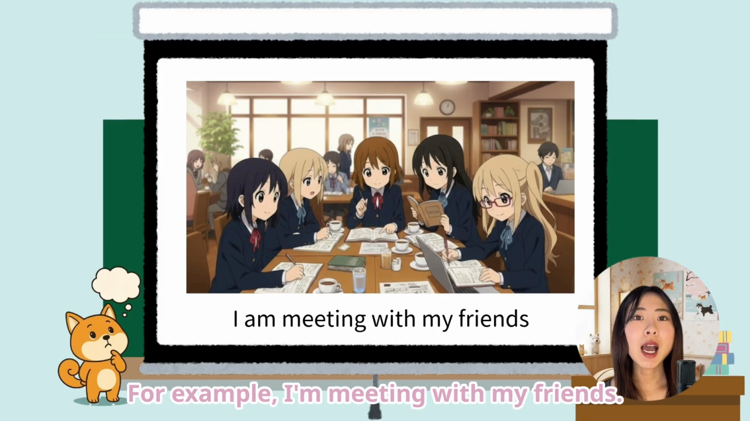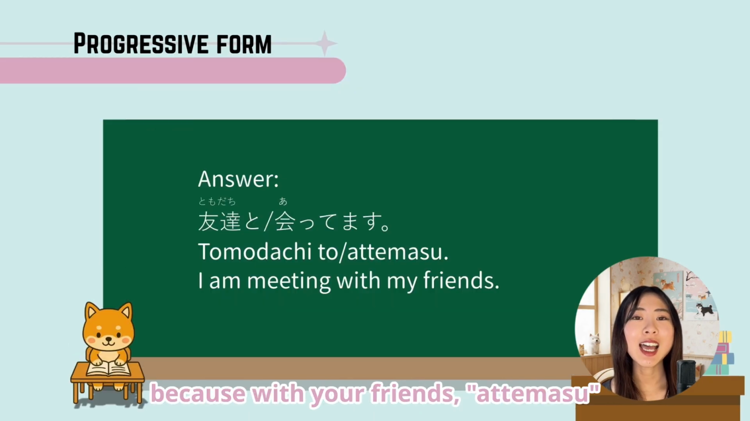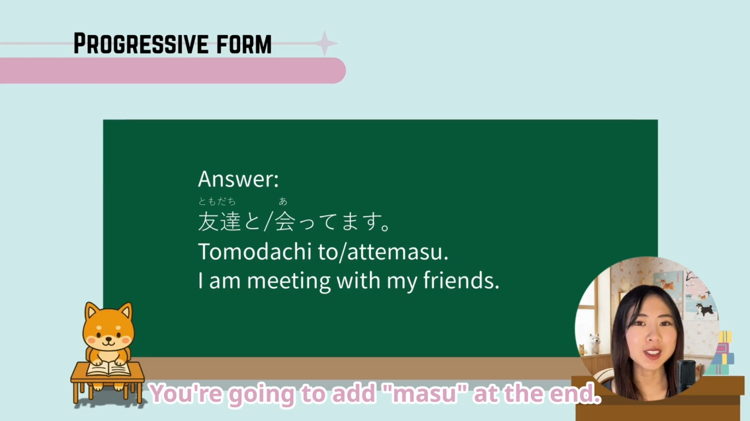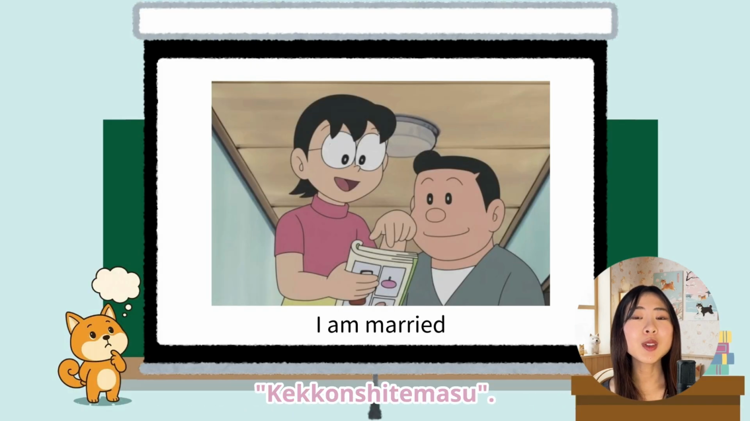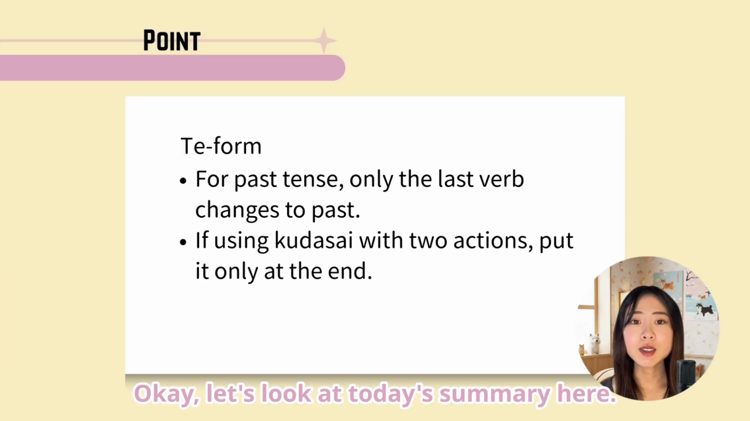For example, I'm meeting with my friends. 友達と because with your friends. 会ってます。会って, that's the te form. You're gonna add ます at the end. I'm married. 結婚してます。Okay, let's look at today's summary here.